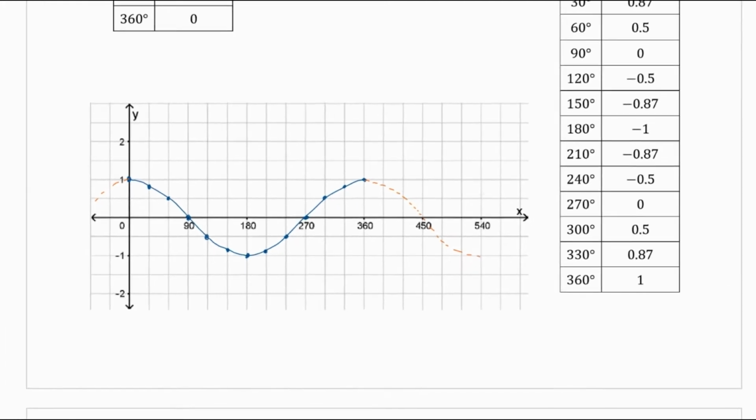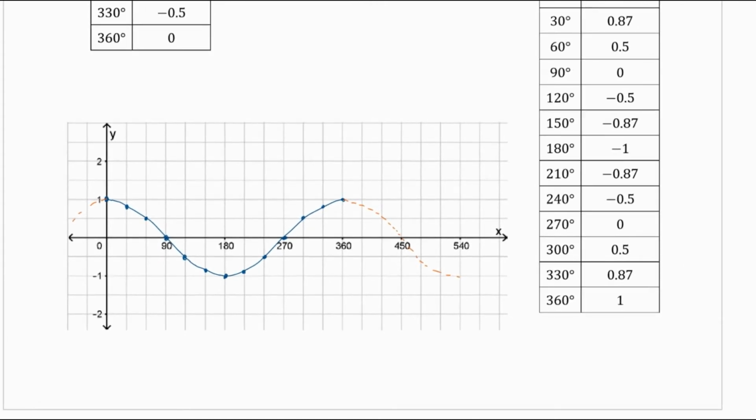Again, take a look at my properties. It has an amplitude of 1, because it has a 0 line in the same place, and you go up 1 to get to the max, and you go down 1 to get to the min. It has a max of 1 and a min of negative 1. It has a 0 line of y equals 0, just like sine does, and it has a period of 360.